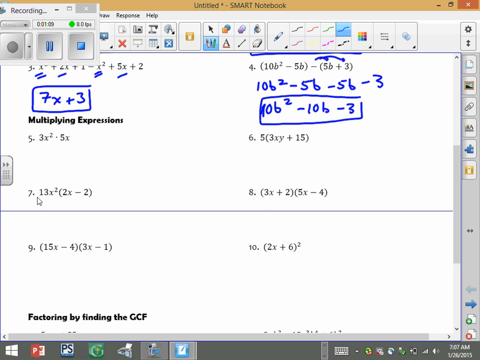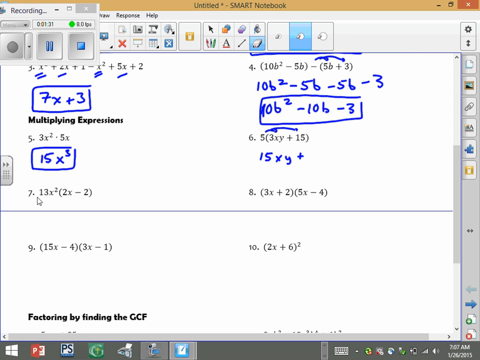On to multiplying expressions. So this is where all of a sudden the exponent with x can change. So let's do 3 times 5 is 15, and then there end up being 3 x's. X squared times x is x to the third. Here we just distribute this 5, so we end up with 15xy plus 75. Here we're going to distribute the 13x squared, so 13 times 2 is 26, and there are 3 x's with the first one, then minus 13 times 2 again, which is 26. This time you have x squared.